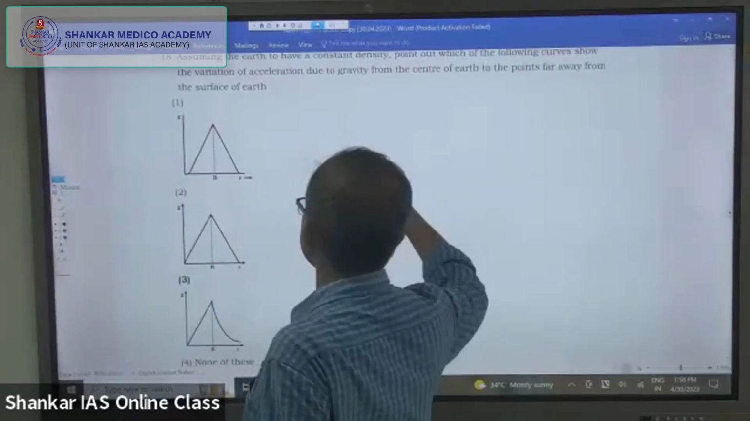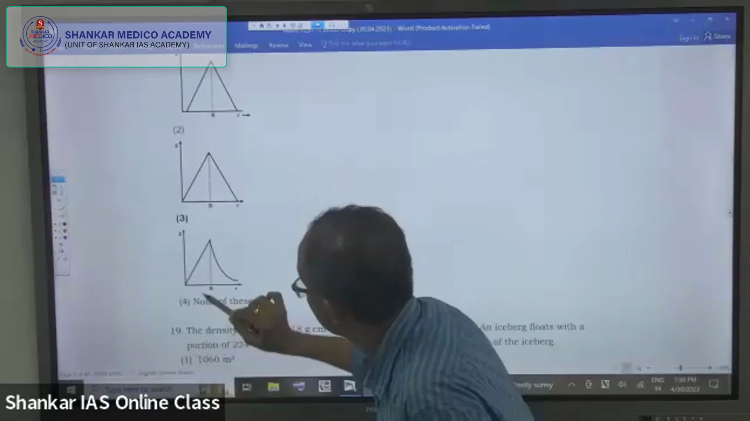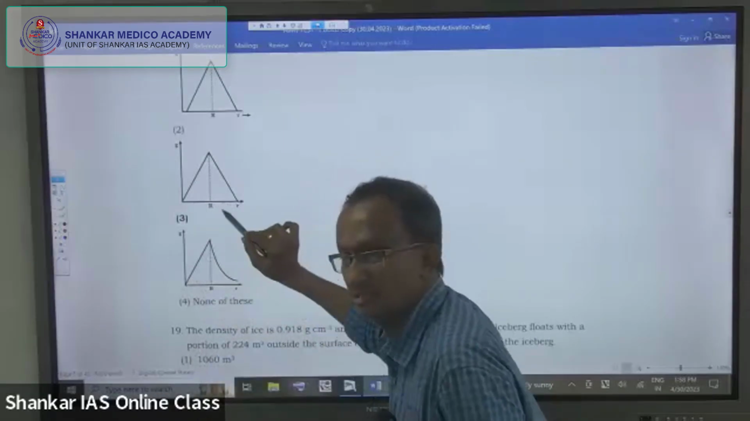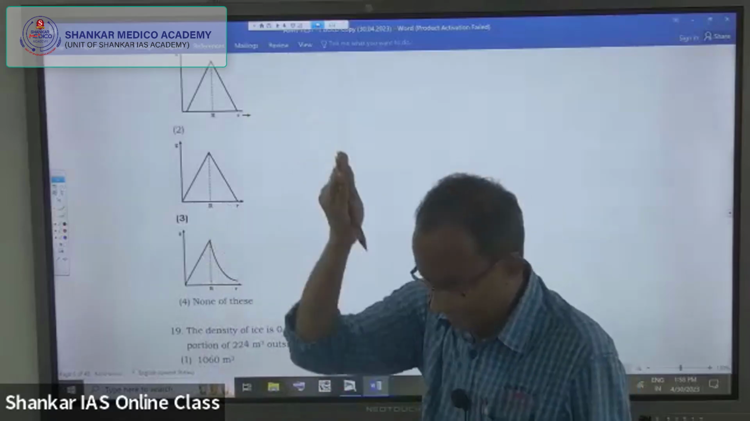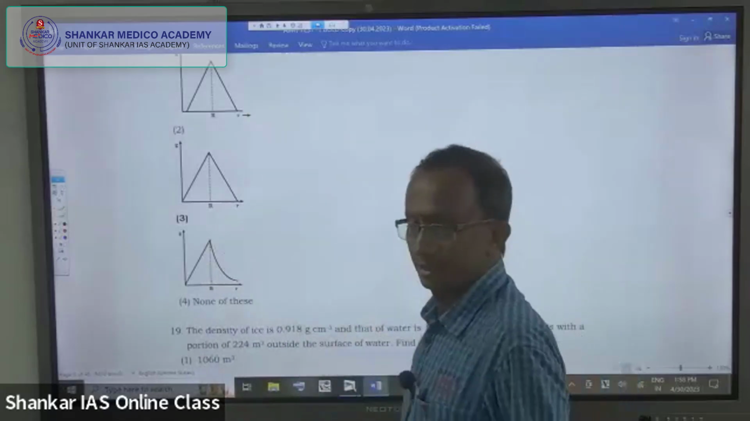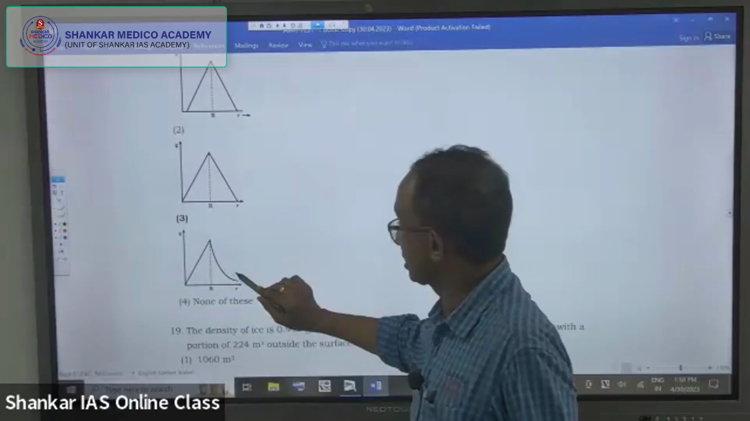Assuming the earth, from the center of the earth, the gravitation value will increase steeply. After reaching the surface of the earth, when it is taken up, it decreases in a rectangular hyperbola manner. So this is the answer.